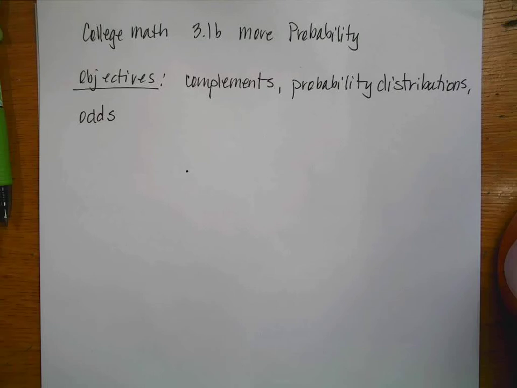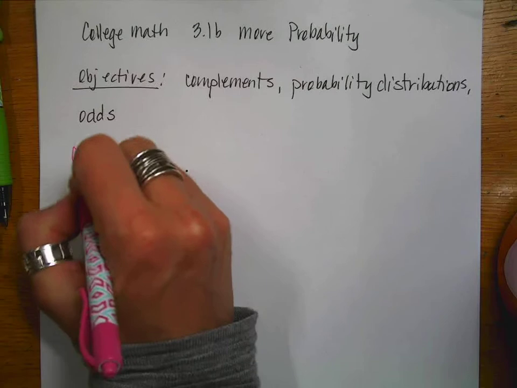Math Humans. We're going to do 3.1b today. We're going to be continuing our work with probability. Today we're going to talk about complements, probability distributions, and then odds. So the first thing that we're going to talk about is a complement.